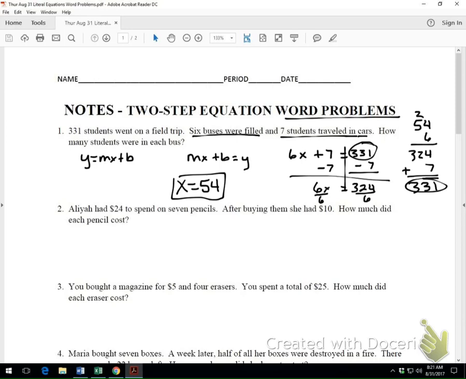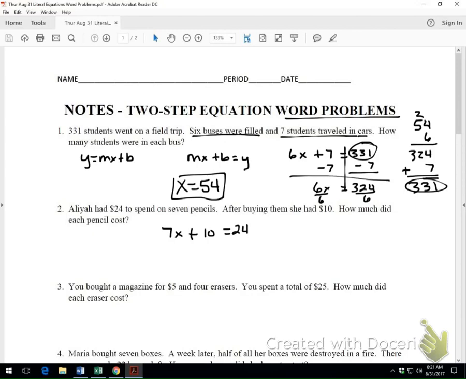Okay, so let's look at number 2. It says Aaliyah had $24 to spend on 7 pencils. Those are expensive pencils. Okay, after buying them, she had $10. How much did each pencil cost? Okay, so how much does she have total? 24. So that's what you're going to write equals 24. So she wanted 7 pencils. We don't know how much each pencil costs, so we're going to use that as X. And then she had $10 left over. So we're going to say plus 10.